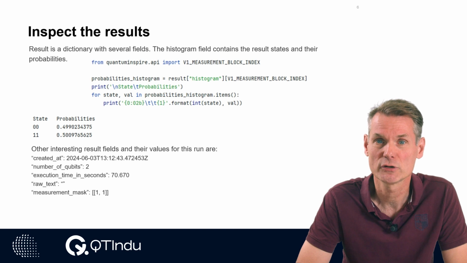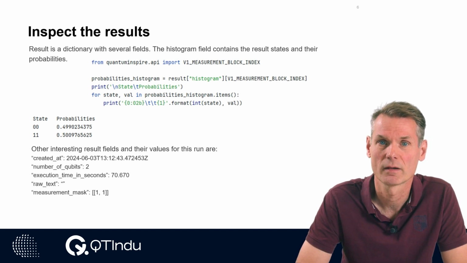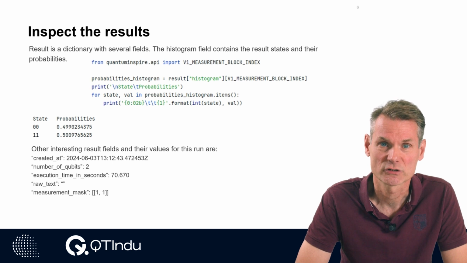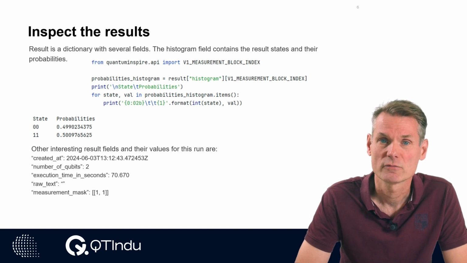The print statement converts the integer value of the state to its binary representation. Other interesting fields in the result structure are created_at, which indicates when the algorithm must run.